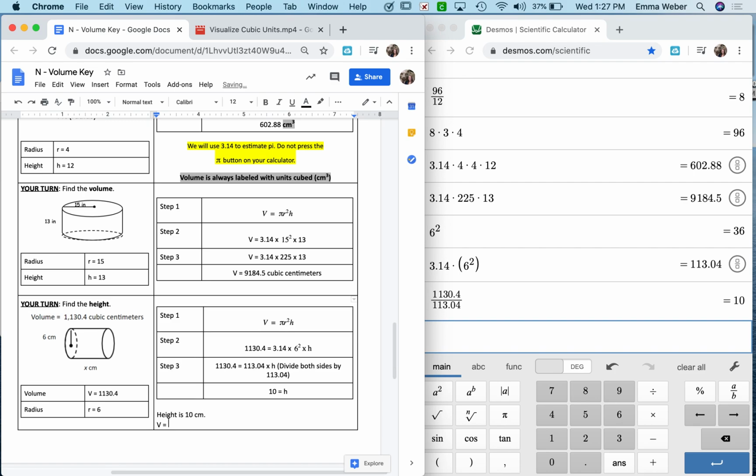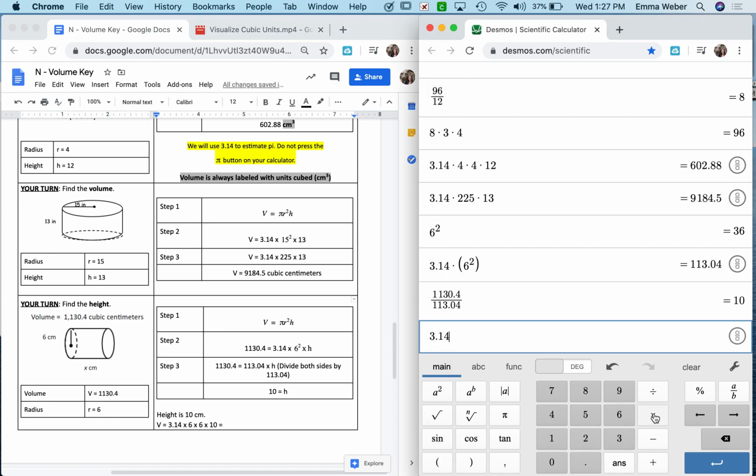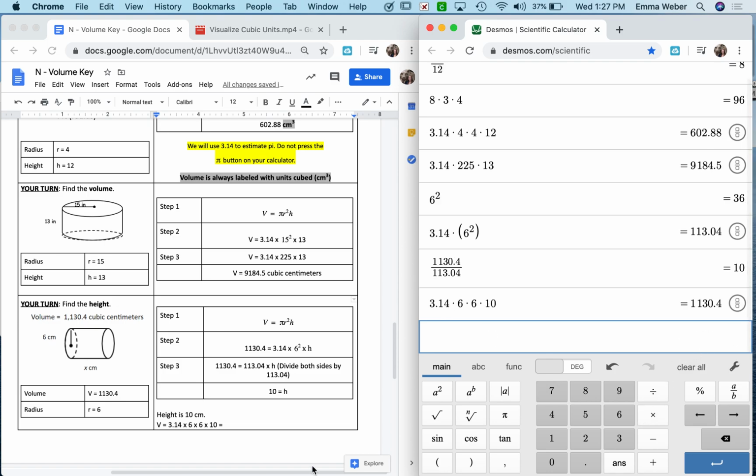And to verify, you could plug it all in and say that 3.14 times the radius squared, so 6 times 6, and then multiplied by our height should get us our other answer. And if we go through and just double check that on our calculator, we should get that answer of what they gave us, 1,130.4 cubic centimeters, which is what had been given to us.